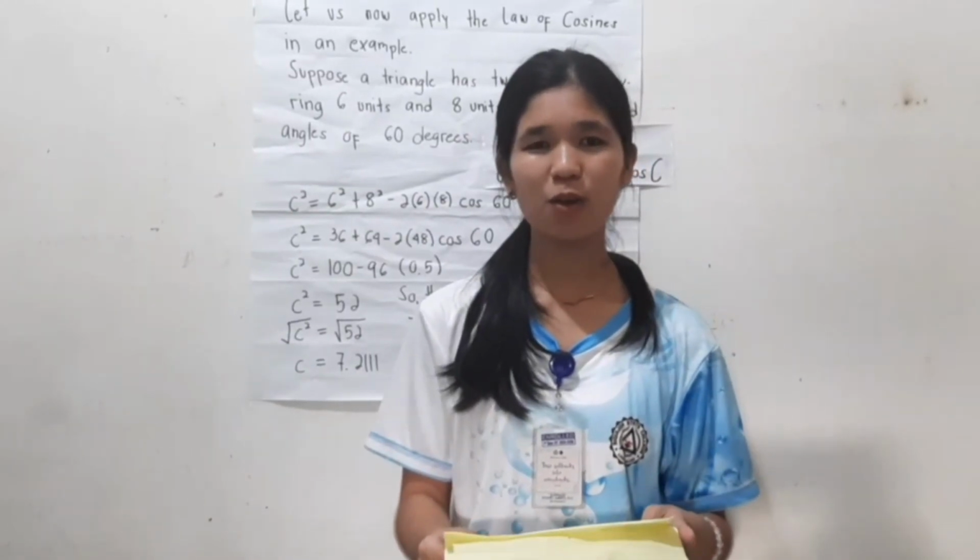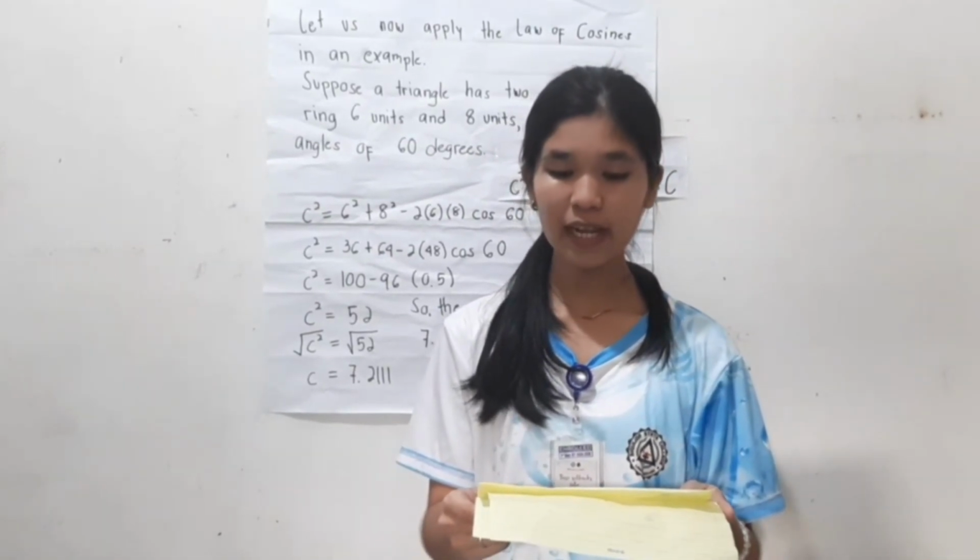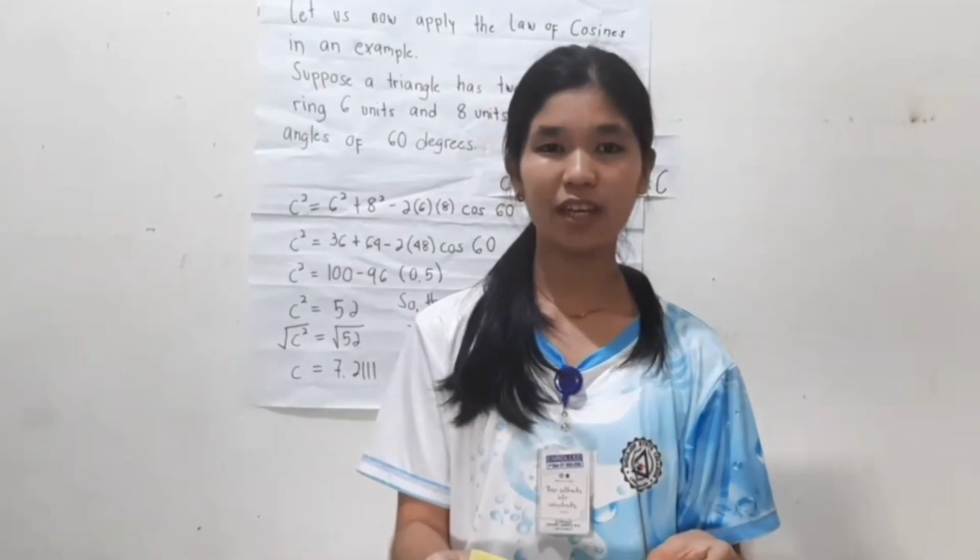We have also a special case. If an angle is equal to 90 degrees, then cosine 90 degrees is equal to 0. When this is substituted into the formula, the law of cosines becomes the Pythagorean theorem. This shows that the law of cosines is a general form of the Pythagorean theorem.